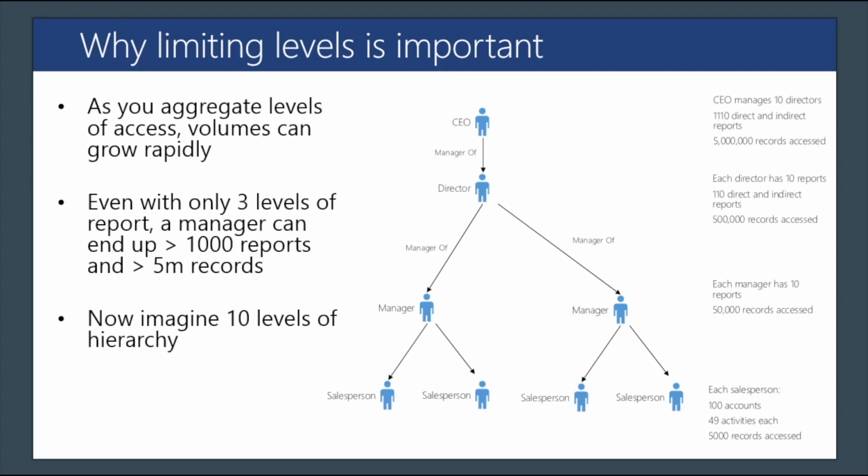Each manager has 10 reports, and we're looking at 50,000 records for the managers. Each director might have 10 reports. You're looking at 500,000. So this grows, whereas the top level is looking at potentially 5 million records, right? So similar to our direct sharing model, you need to be mindful of the numbers that you're looking at when you're configuring these security hierarchies.